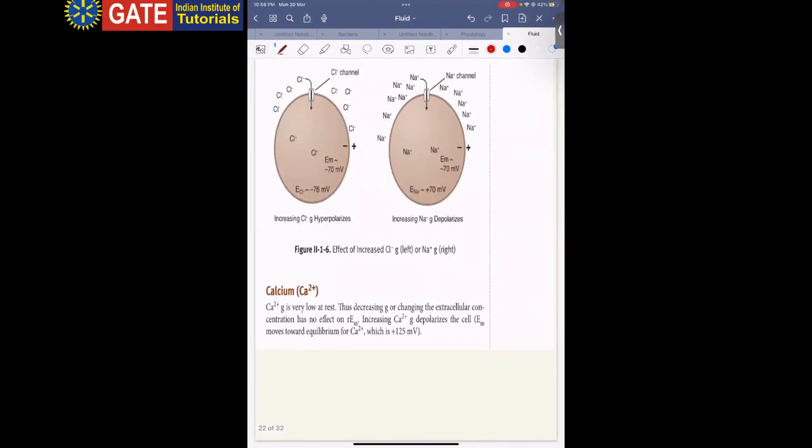So you can see sodium. If you increase the sodium conductance across the cell, outside we have more sodium, right? Inside we have less sodium because of the sodium potassium ATPase pump. And we know the sodium will move from the high concentration to the low concentration. It will move from outside to inside, and it will decrease this minus charge. So it will become depolarization. The charge will become more positive.